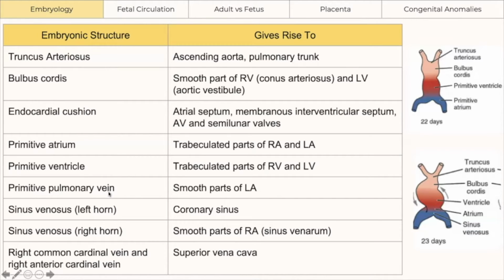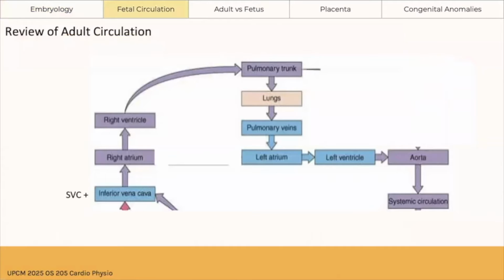Your primitive pulmonary vein will give rise to the smooth parts of your left atrium. And the sinus venosus right here has a left horn and a right horn, the left horn giving rise to the coronary sinus, and the right horn giving rise to the smooth parts of your RA or your sinus venarum. So lastly, your superior vena cava will come from your right common cardinal vein and your right anterior cardinal vein. So that's it for embryology.